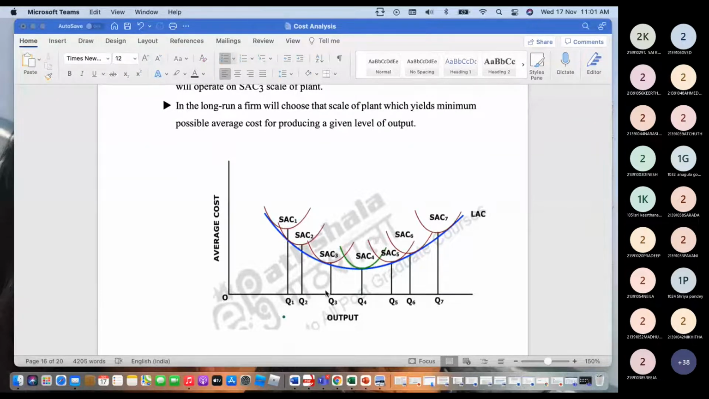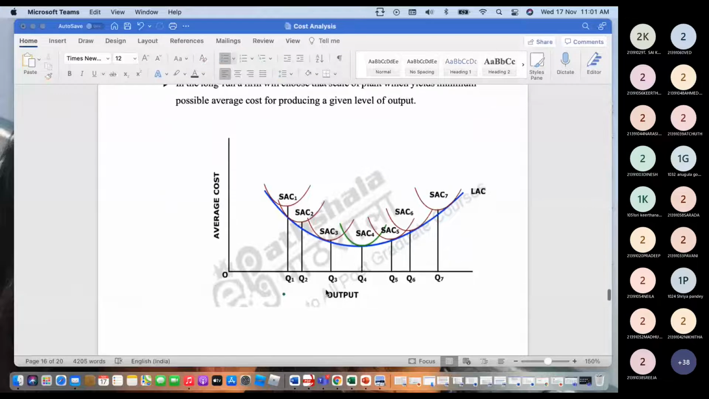Now students, you are going to draw this graph. This graph is a final graph wherein you will be drawing an LAC curve, which is a broader curve, and on the LAC curve you will be drawing different SAC curves. Because I told you that every SAC curve represents an increase in the fixed factor of production.